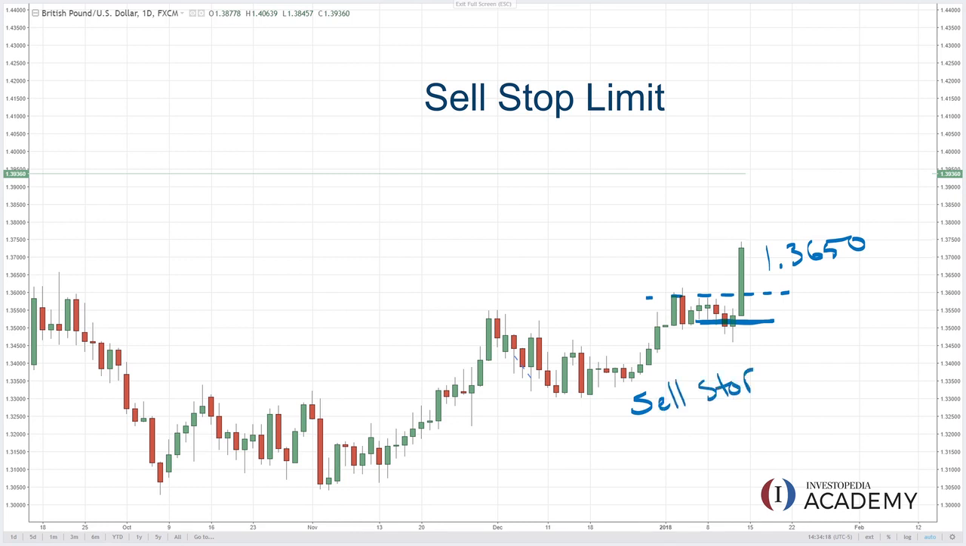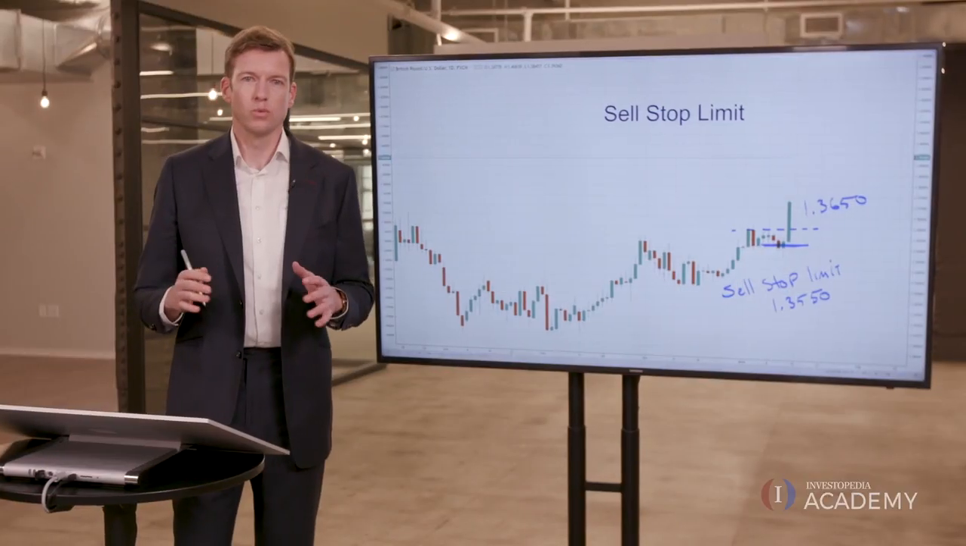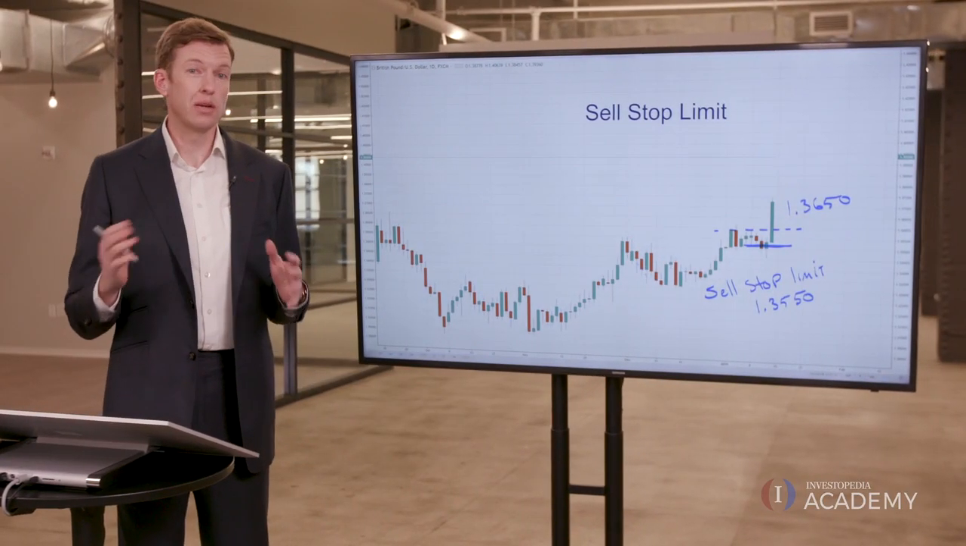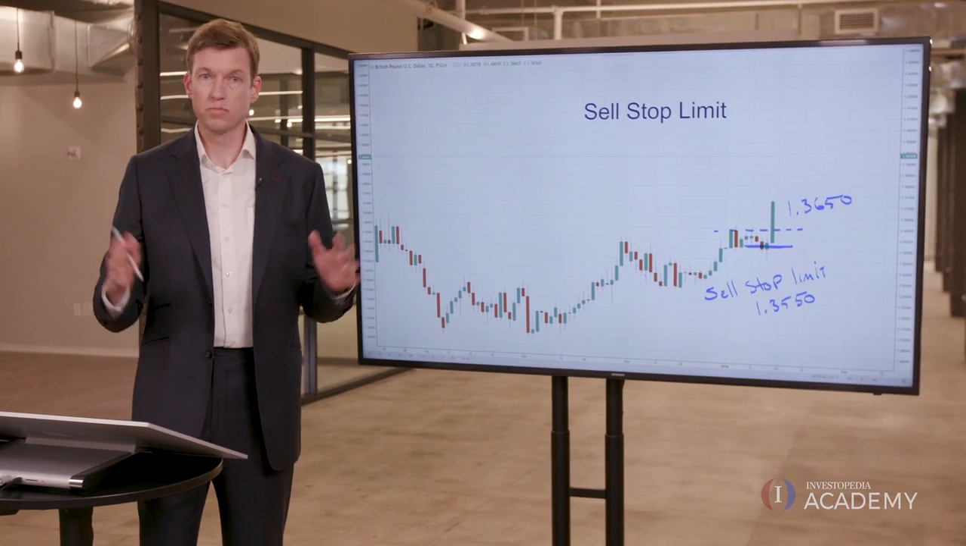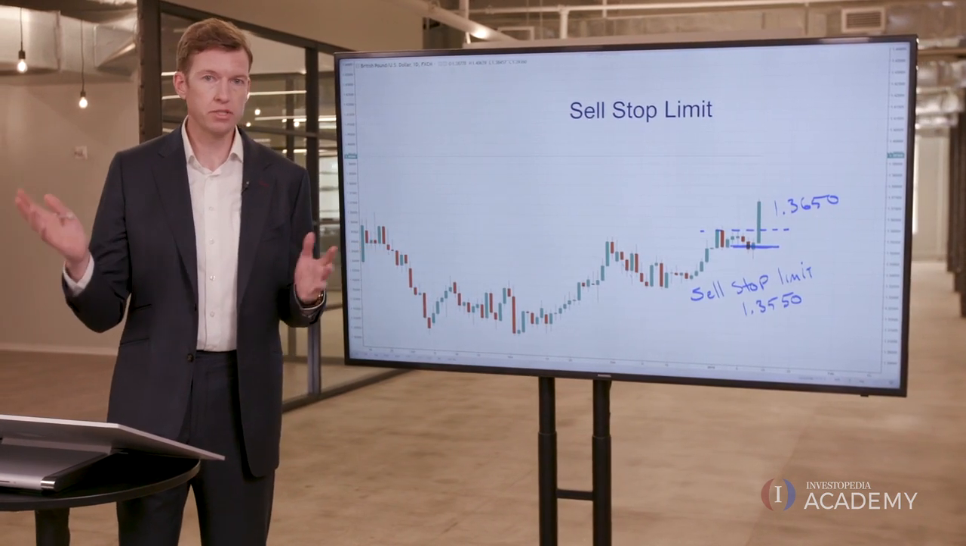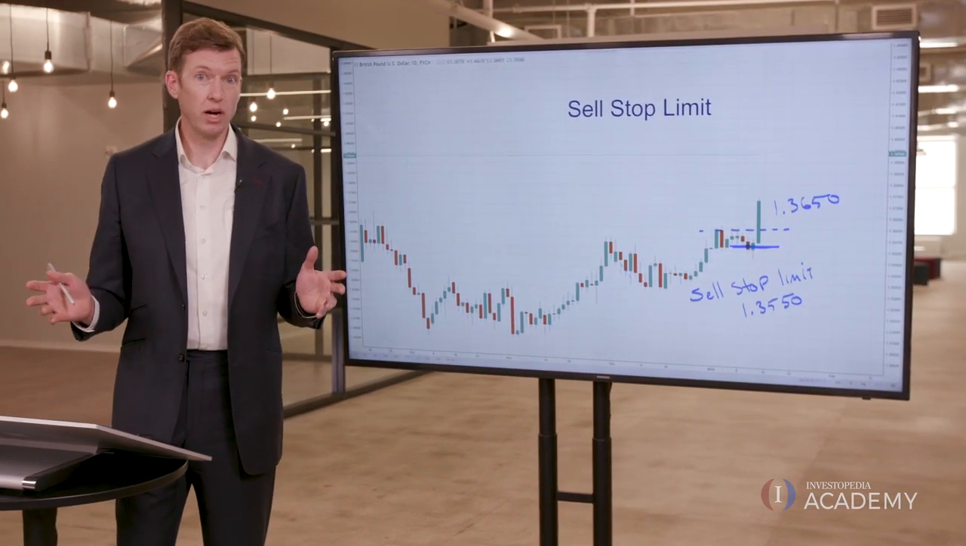Sell stop limit at 135.50. So once again, we have a trader who set a 100 pip stop loss, which may be appropriate just depending on their upside forecast. That is a pretty wide stop.